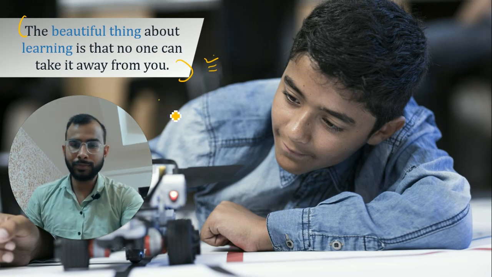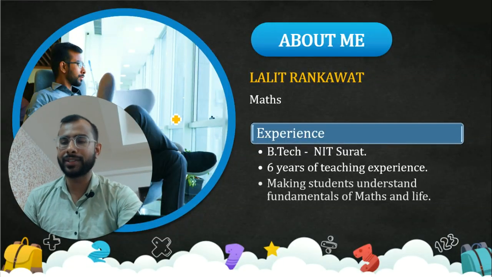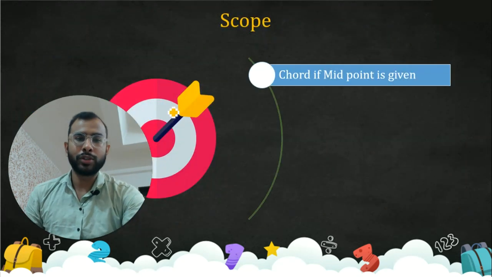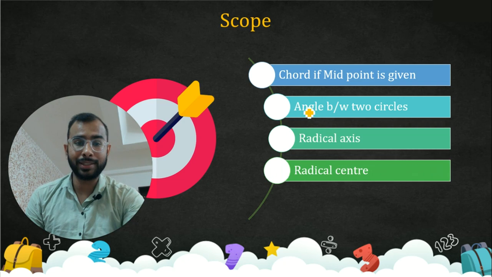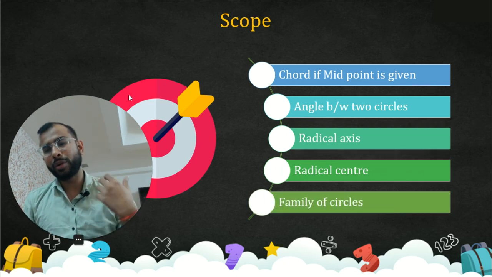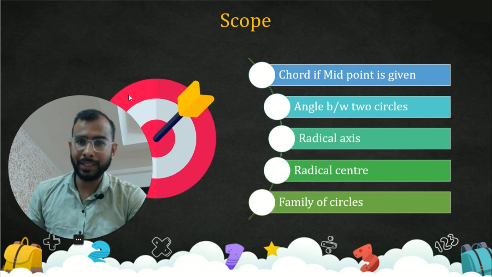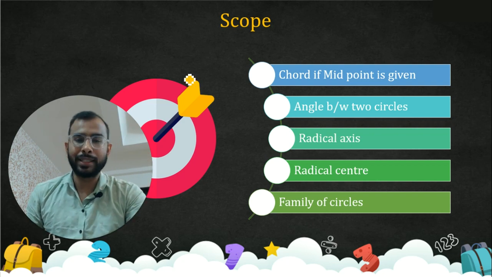Okay, so circles class 8, this is the 8th class for the circles topic. My name is Lalit Rankavat. You know me, I know you. So chord, equation of chord if midpoint is given, angle between two circles, radical axis, radical center, family of circles, right? So the topic is going to be big. I will try to cover it as quickly as possible, at least the concept part, right? So please be there till the end of the lecture so that you can basically understand. Okay, let's get started with the class, guys.